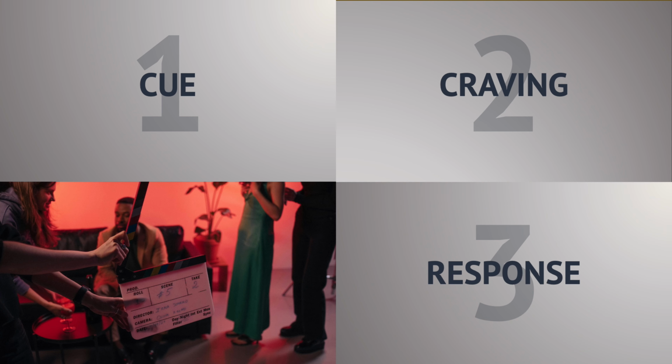The response is the third stage of the habit loop and involves the actual behavior or action that we perform in response to the cue and craving. This is where the habit is executed. Responses can be automatic or conscious, depending on the strength of the habit and the level of awareness involved. Over time, repeated responses to the same cue and craving become more automatic and ingrained.